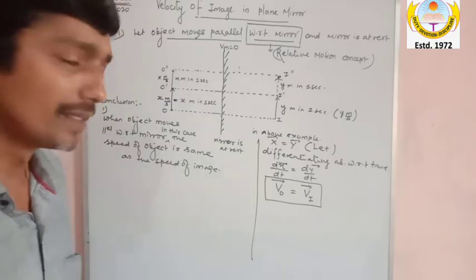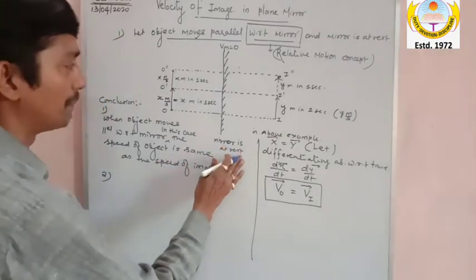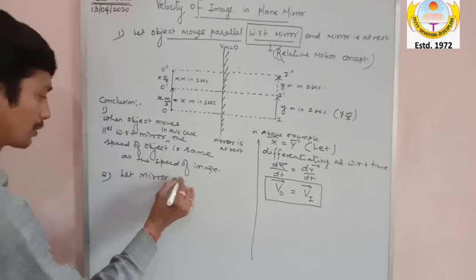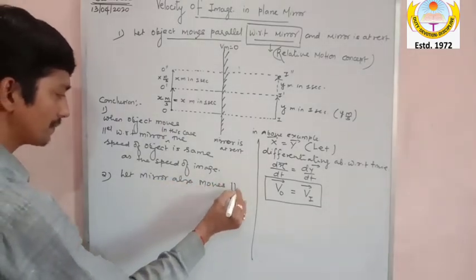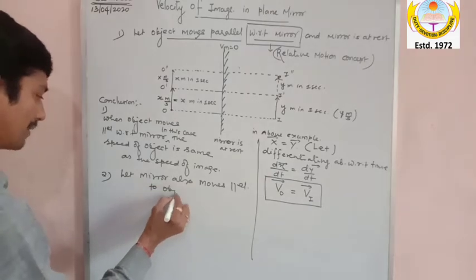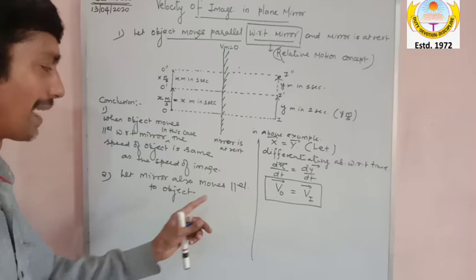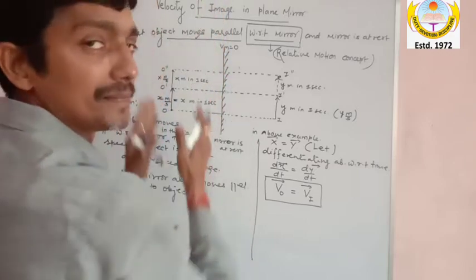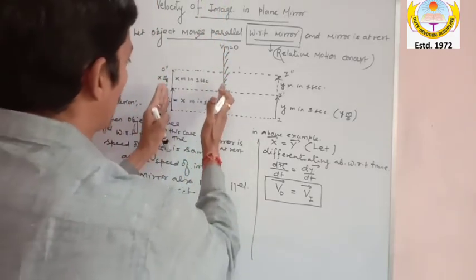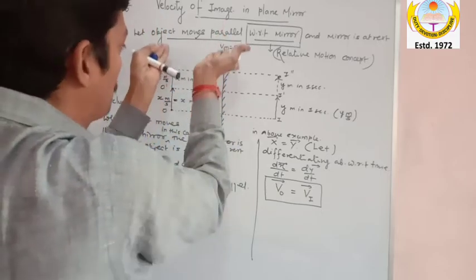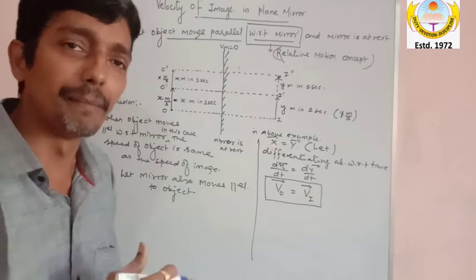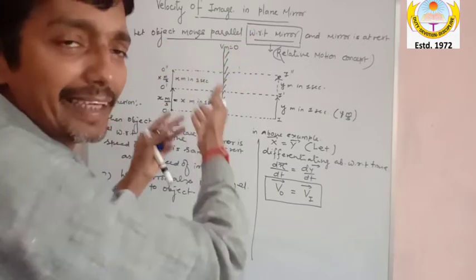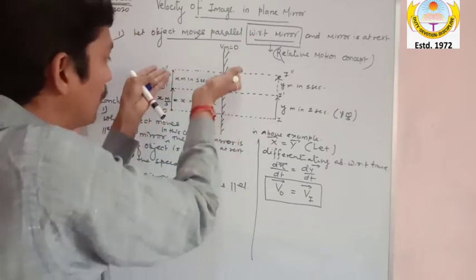So simple. The second conclusion is, my dear, here I kept the mirror at rest. Now assume that the mirror also moves parallel to the object. मतलब अब ऑब्जेक्ट भी मूव कर रहा हूं और मिरर भी मूव कर रहा हूं, फॉर एग्जाम्पल, बट पैरेलल. ऑब्जेक्ट भी ऊपर लिया, मिरर भी ऊपर लिया. देन व्हाट विल हैपन? माय डियर, जहां इमेज आना था वैसे ही इमेज आएगा, बिकॉज ऑब्जेक्ट भी मूव कर रहा है, मिरर भी मूव कर रहा है.